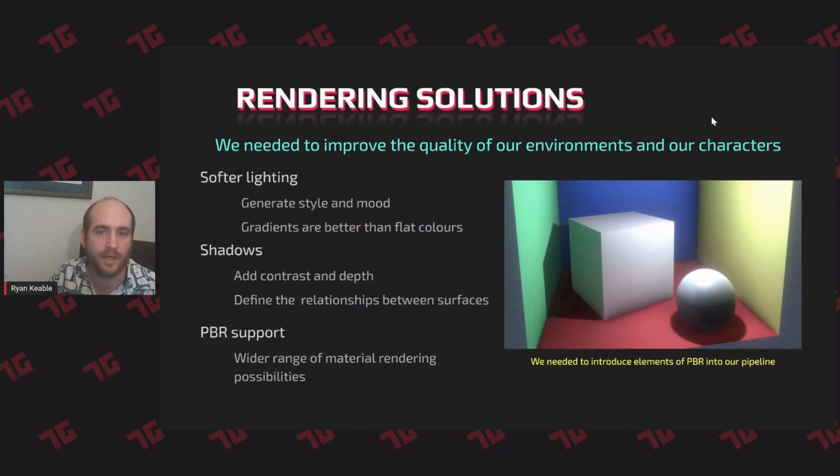For me, it was looking at how we can improve the quality of our environment and our characters. What solutions are out there for us to use? I settled on three main elements. The first was to add softer lighting to generate that style, mood and atmosphere, with a lot more gradient colors as opposed to our flat colors. We also needed some sort of shadowing in the environments and our characters to add contrast, especially, and help define some of that depth and the relationship between the surfaces and objects in our world.